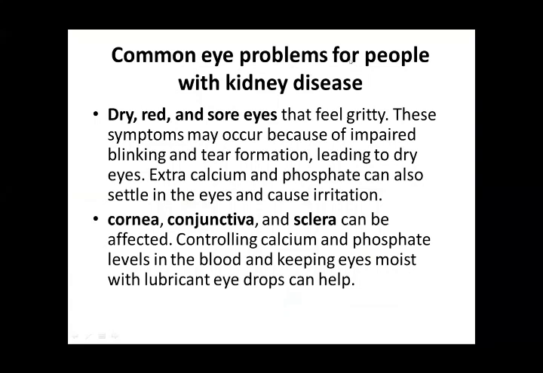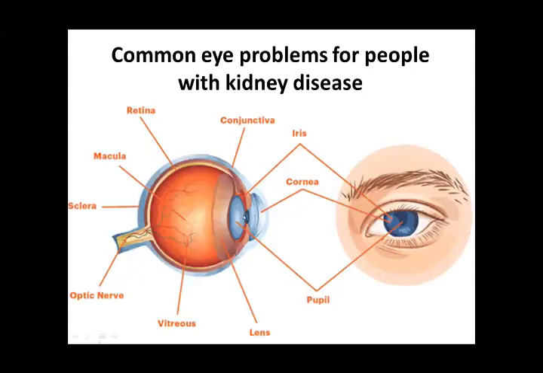So, we talked about conjunctivitis, and I told you that I'll let you know in a minute. Dry, red, and sore eyes are there. Why? Because of impaired blinking and tear formation leading to dry eyes. Extra calcium phosphate can settle into the eyes, causing irritation. Cornea, conjunctiva, and sclera can be affected. Actually, calcium and phosphate levels are impaired in renal diseases. Calcium decreases in the body, phosphates increase. And since they are just salts, they can deposit in the eyes and cause problems of conjunctivitis, right?